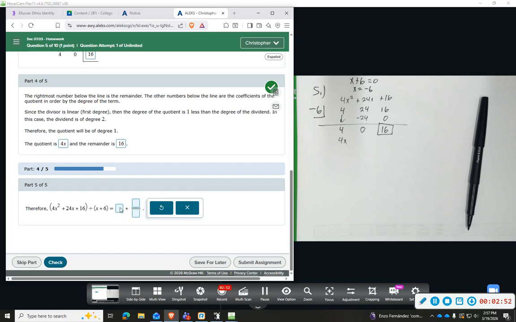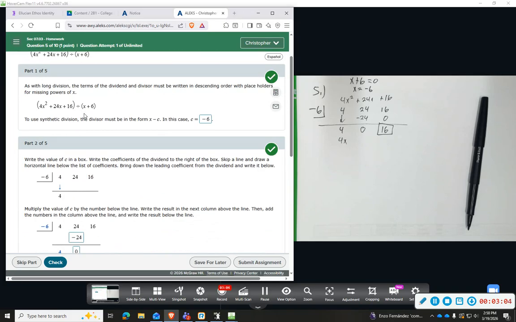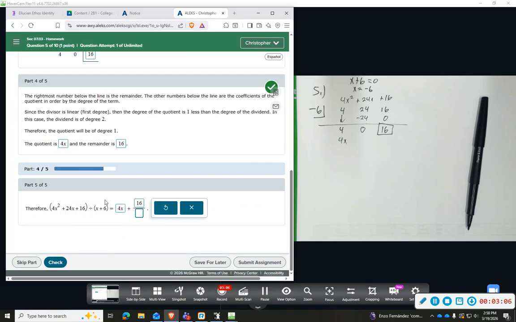All right, so when we put it all together, we just get 4x plus, when you write it in this fraction form, you put your remainder, 16, over the divisor. So in this case, we were dividing by x plus 6.